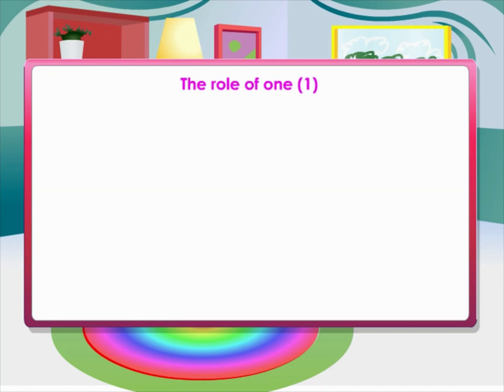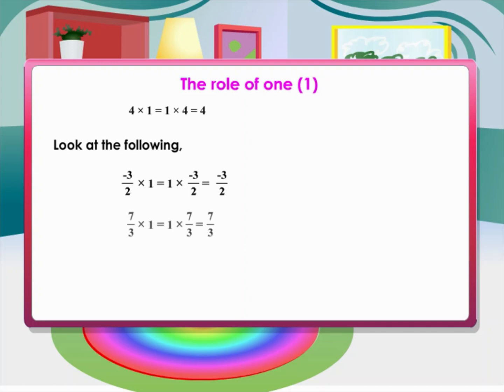The role of 1. We know when we multiply any number with 1, we get back the same number as the product. Here let us multiply a few rational numbers with 1. Look at the following. Minus 3 by 2 multiplied by 1 is equal to 1 multiplied by minus 3 by 2 is equal to minus 3 by 2. In the same way, if we multiply a positive rational number with 1, that is 7 by 3 multiplied by 1 is equal to 1 multiplied by 7 by 3 is equal to 7 by 3.